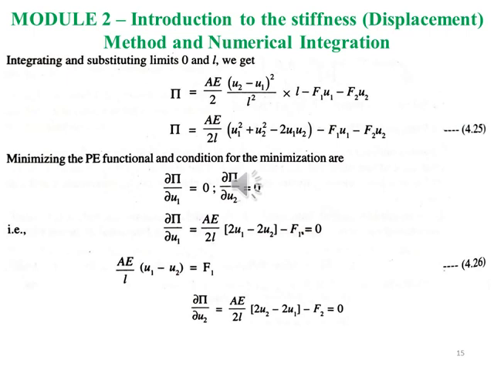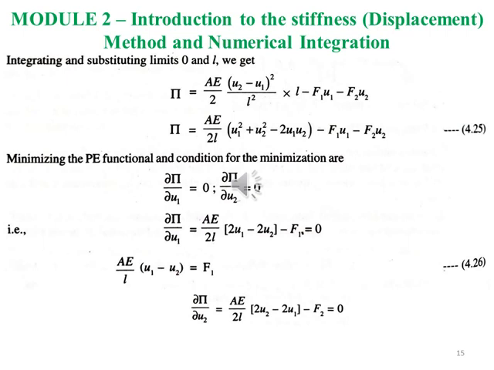Similarly, differentiating the potential energy with respect to U2, so del PE divided by del U2 is equal to AE by 2L into (2U2 minus 2U1) minus F2, or in simple words, F2 is equal to AE by L into (minus U1 plus U2). Now representing this in matrix form, we get AE by L as common into [1 minus 1; minus 1 1] times [U1 U2] is equal to [F1 F2].